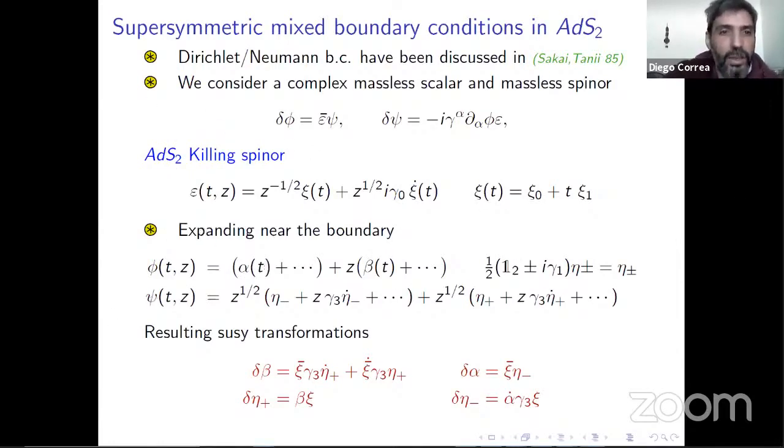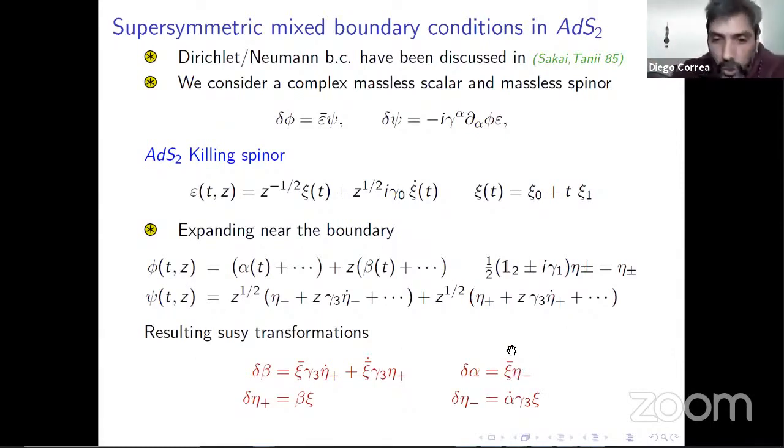Then we expand the solutions to the Klein-Gordon and Dirac equations for the scalar and the fermion. We have these expansions, and then replacing these expansions and the Killing spinors in the supersymmetry transformations, we obtain the supersymmetry transformations of the functions alpha and beta entering the expansion of the scalar field, and eta minus or eta plus entering the expansion of the fermionic fields.